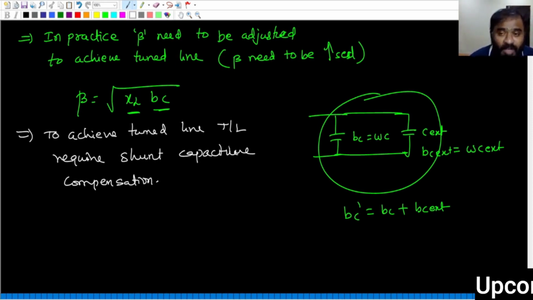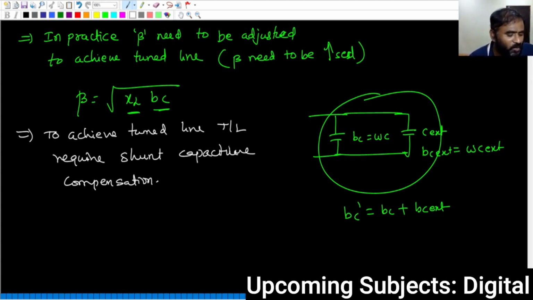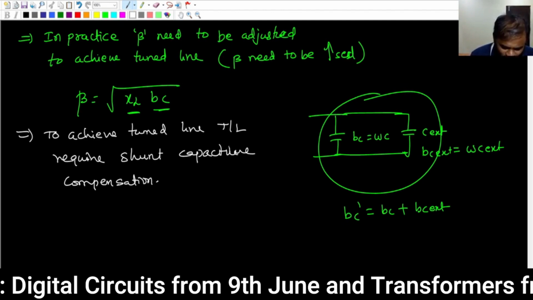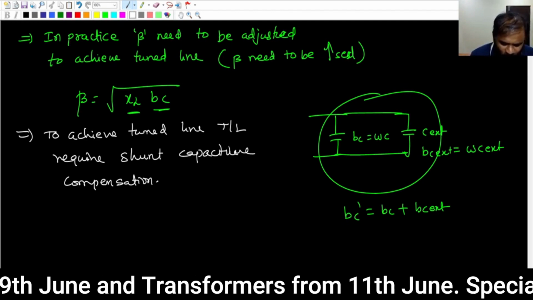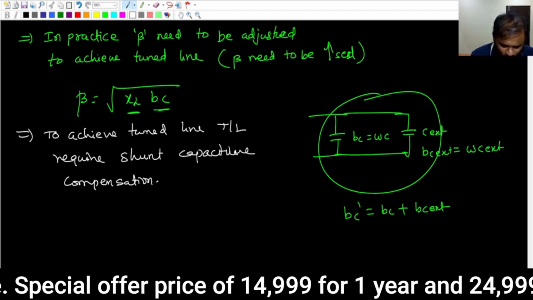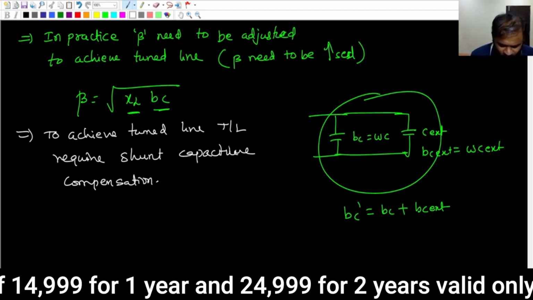You should be very, very careful. By using shunt capacitor compensation only, we can achieve the tuned line. No other compensation. Definitely we need shunt capacitor compensation for a transmission line to achieve a tuned line. I hope you understand this. Okay? Clear? Any doubts?